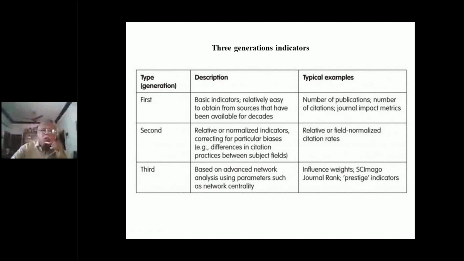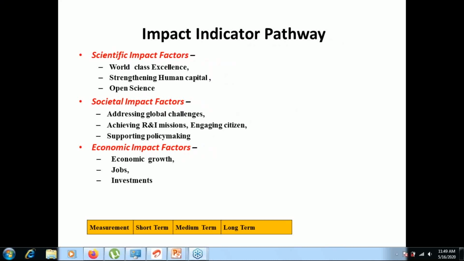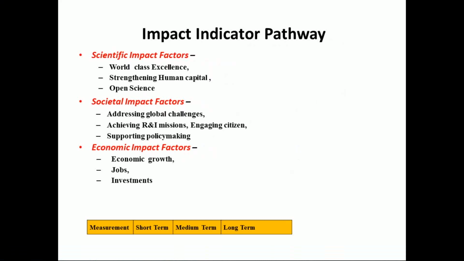There are three generation indicators. Already we have discussed. Now we are moving to the pathways. Impact factor, we can have scientific impact factor, societal impact factor, economic impact factor. The scientific impact factor is normally for world-class excellence, strengthening human capital, and open science. Societal impact factor: addressing the global challenges, achieving R&I missions, engaging the citizens. The third is supporting policy making. Economic impact factor: economic growth, jobs, and investment.